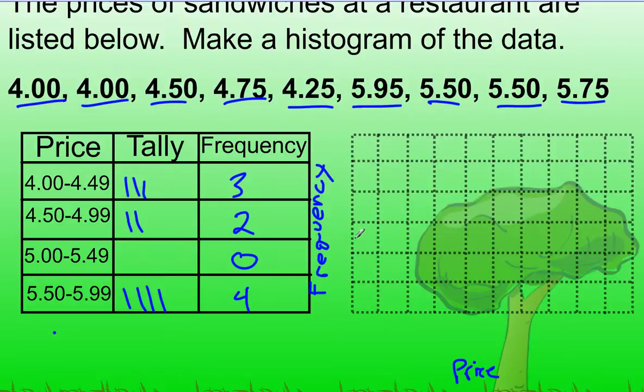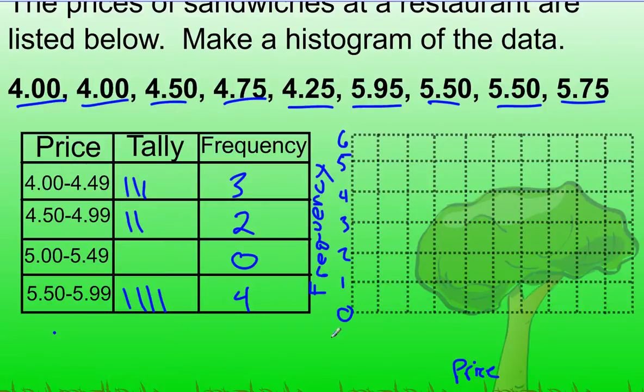All right, now, the highest number in frequency is 4. So let's plan this out. 0, 1, 2, 3, 4. Yeah, that'll work. 1, 2, 3, 4, 5, 6. So the biggest bar will be up here someplace. That's decent. Now, price. We've got to plan this out because it would be wrong to have the first one here, second one here, third one here, fourth one here. That would be wrong to put your bars like that.